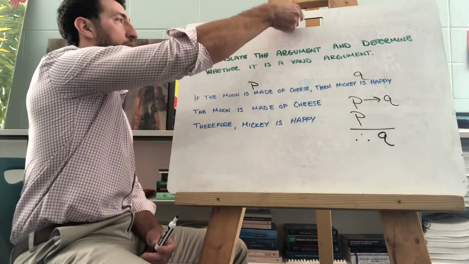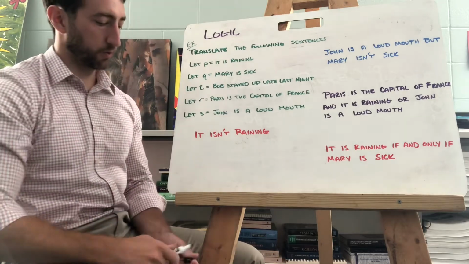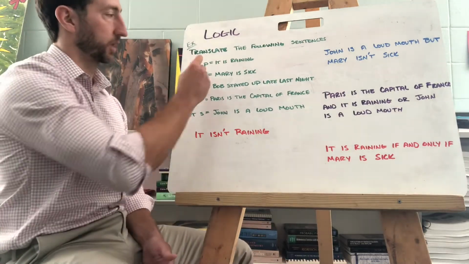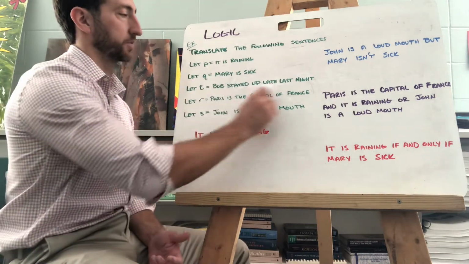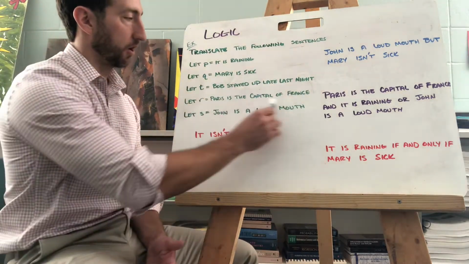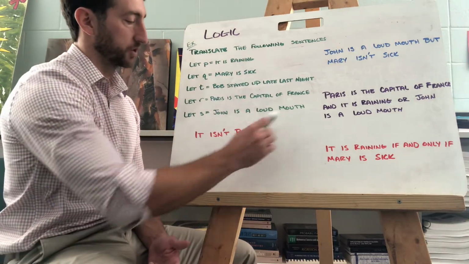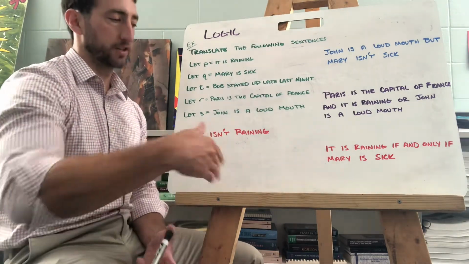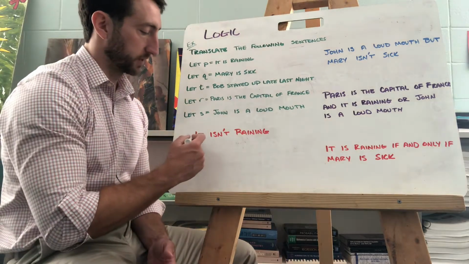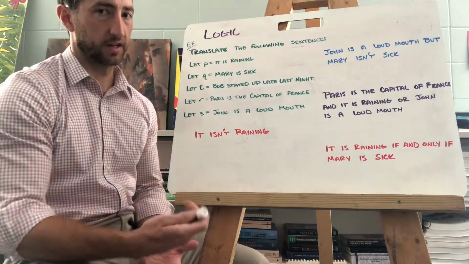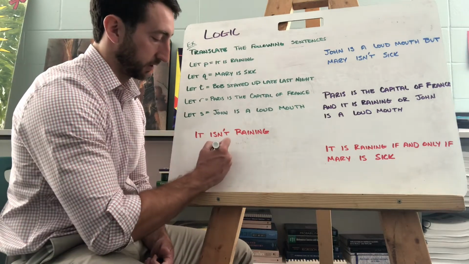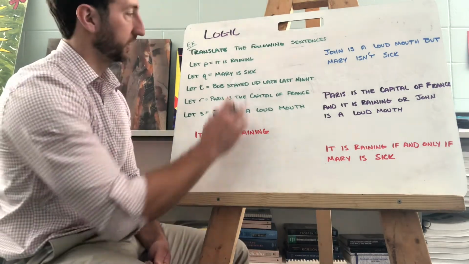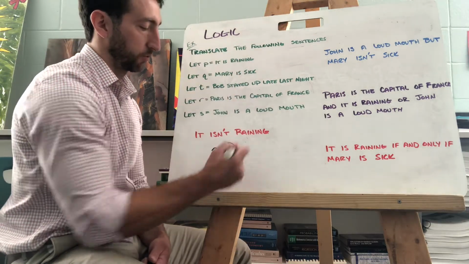All right, I'm going to do one more, and go through some more examples so y'all see. Now we're given these statements. We're letting P represent it is raining. Q represents Mary is sick. T represents Bob stayed up late last night. R is going to be Paris is the capital of France, and S is going to be John is a loudmouth. Going back to those symbols we had earlier, the first says it isn't raining. It's a declarative sentence, but it isn't, so that's going to negate it. You're going to see that little tilde, and it is raining is P, so that one would be not P.